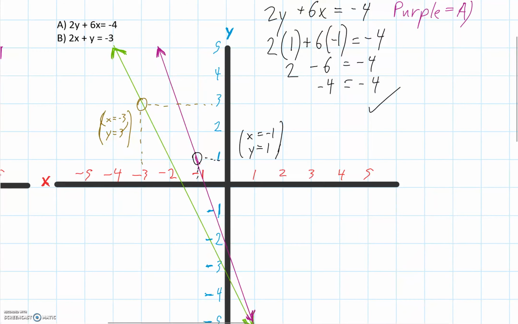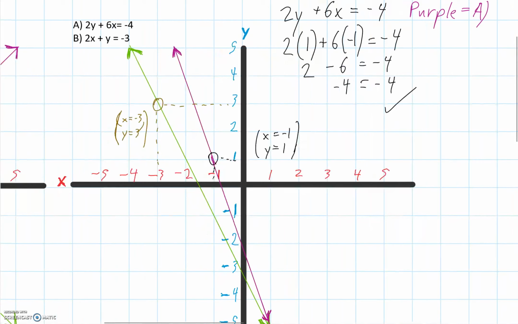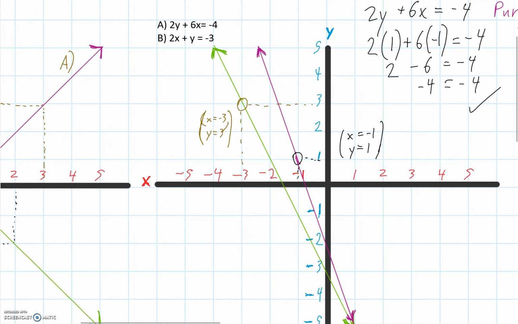Okay, and let's try another one just in case. So I'm going to do brown in this one here. 2x plus y equals -3. And you can then put in the values that you just had for y and for x instead. So I'm going to do that. So 2 times, instead of x, I'm writing -3, plus y, and instead of y, I'm writing +3, equals -3.